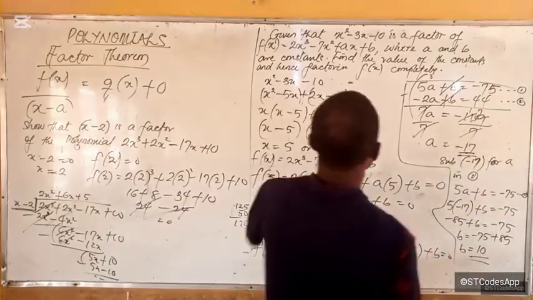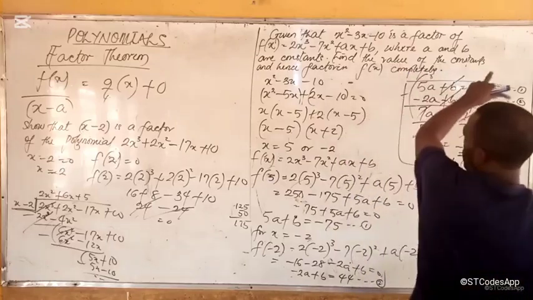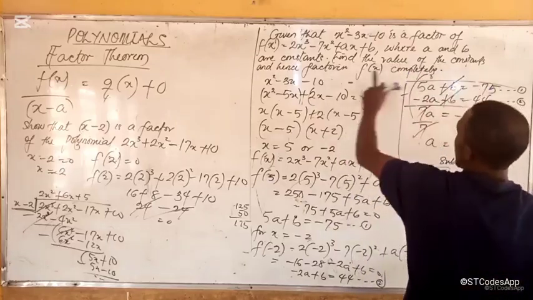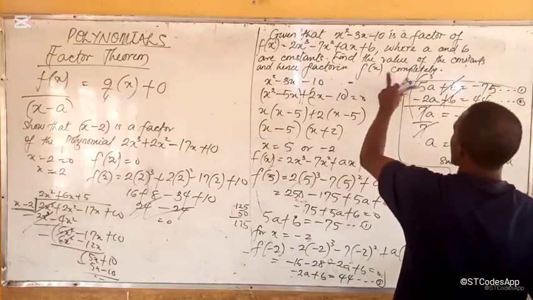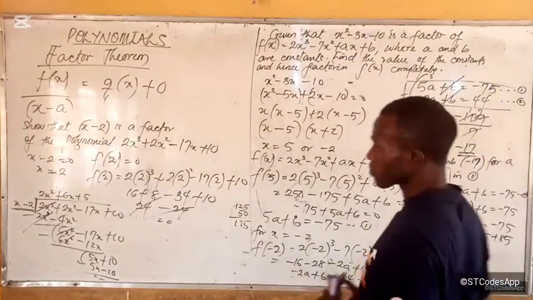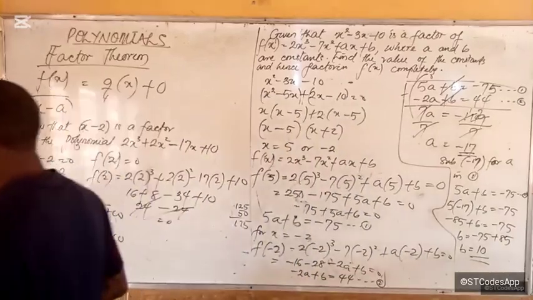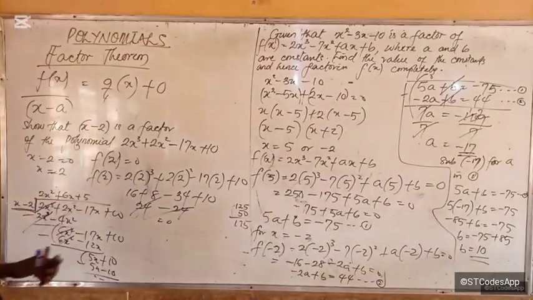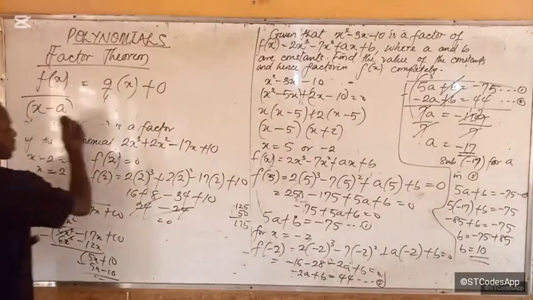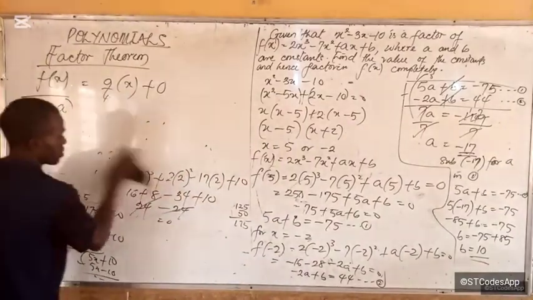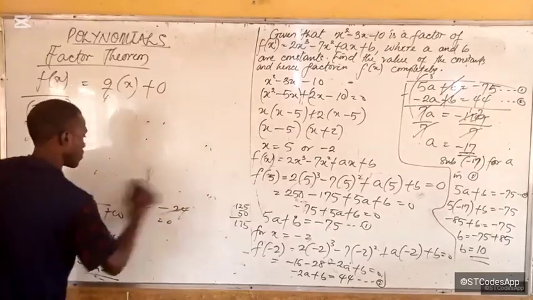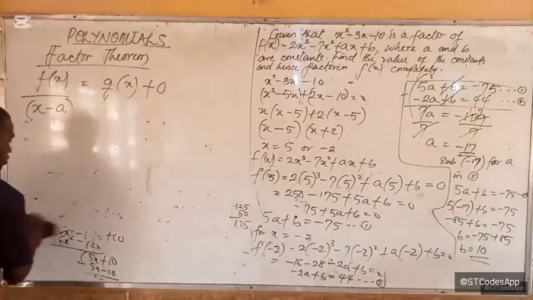Okay, now it says find the value of the constants and factorize f of x completely. It says we should factorize f of x completely. So what we'll now do is divide. You understand? We'll now divide. All right. So how do we divide this?